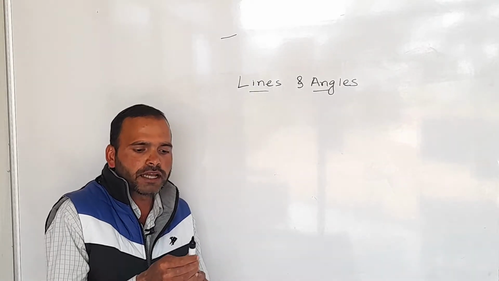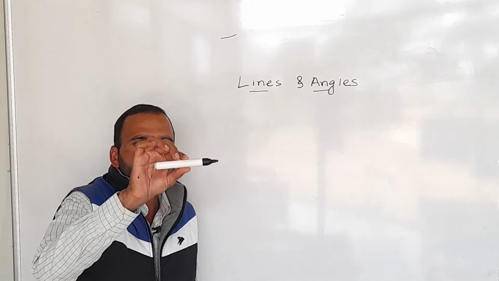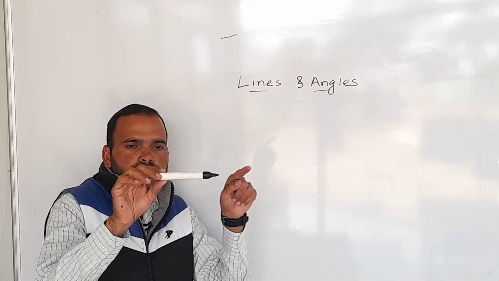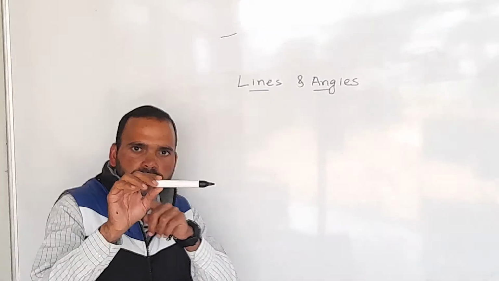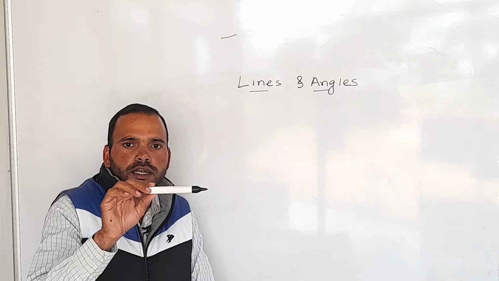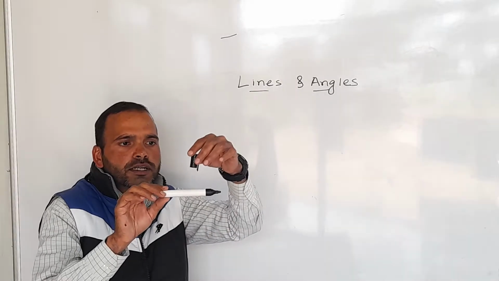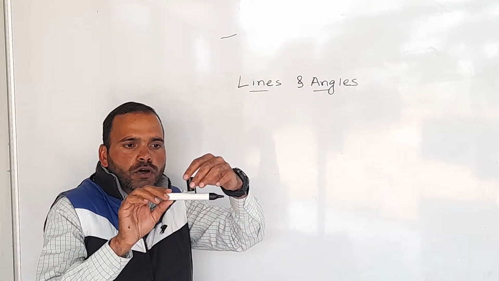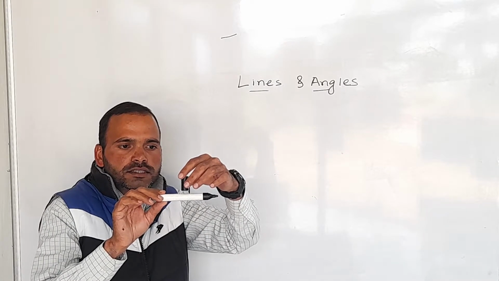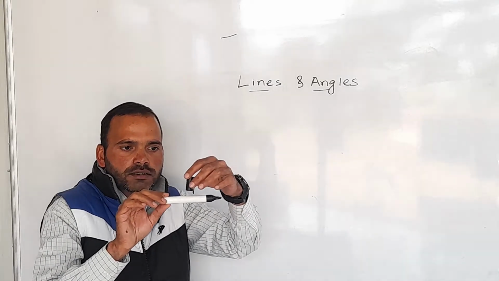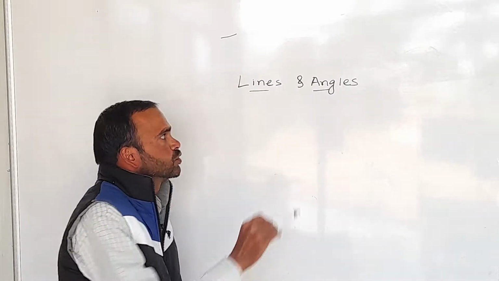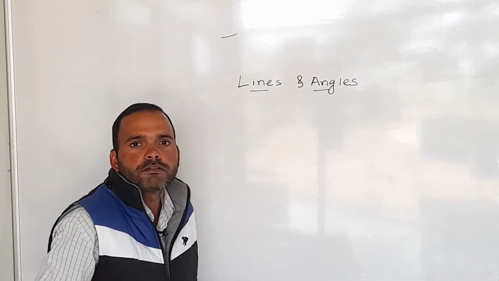For example, I have this pen. When you view this pen, it is in a horizontal line. This pen can be drawn on the paper as a horizontal line. And if I want to draw another element in this direction, these directions can be understood with the concept of lines and angles.